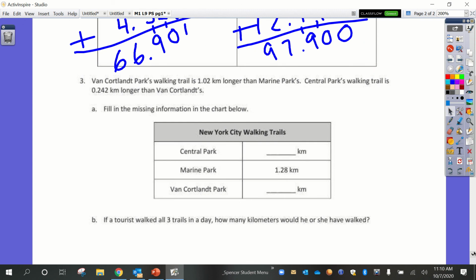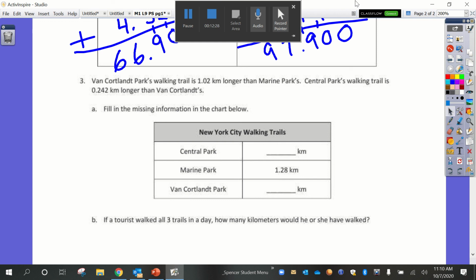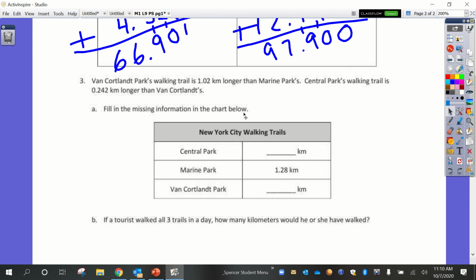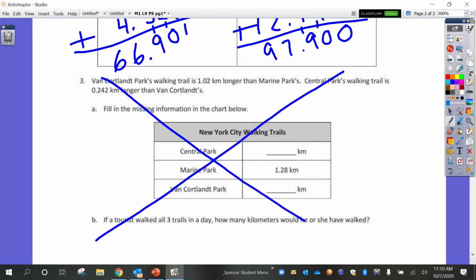Now, what's the time on the video? Well, we're already at the limit. We will practice these type of questions when you're in person or in the next couple lessons. So that is all I'm asking for the problem set.